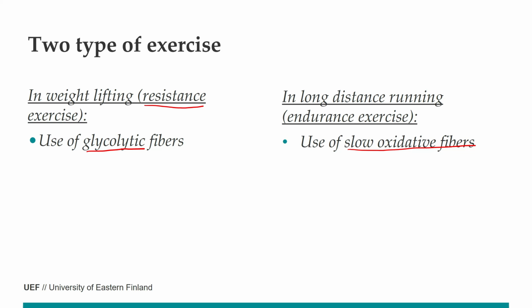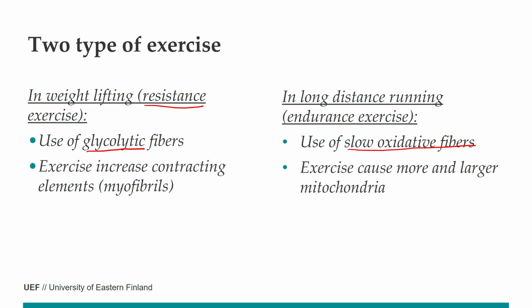Therefore, the modulation of these different fibers in these different exercises is different. In the glycolytic fibers, we can increase the contracting elements. So the cell becomes larger, and there are more contracting elements. But in these endurance exercises, what we need for these oxidative fibers is more mitochondria.